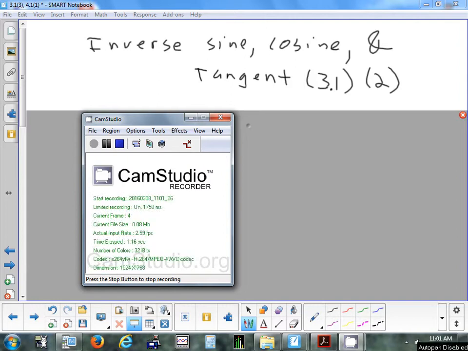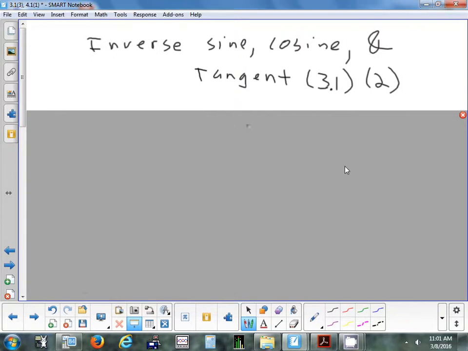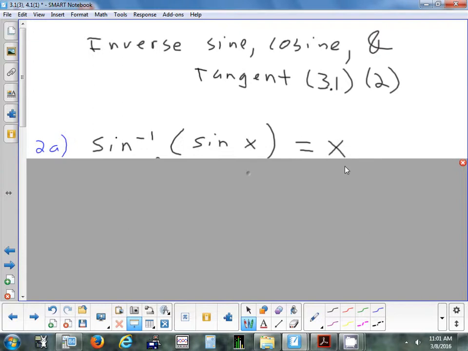Okay, so today we'll finish up the last section on 3.1, and we're going to look at a little bit more of the relationship between inverse trig functions and regular trig functions. What we're going to do is look at 6 different formulas. There's going to be 2 for sine, 2 for cosine, and 2 for tangent. What we're basically looking at is when does inverse sine and regular sine cancel each other out?